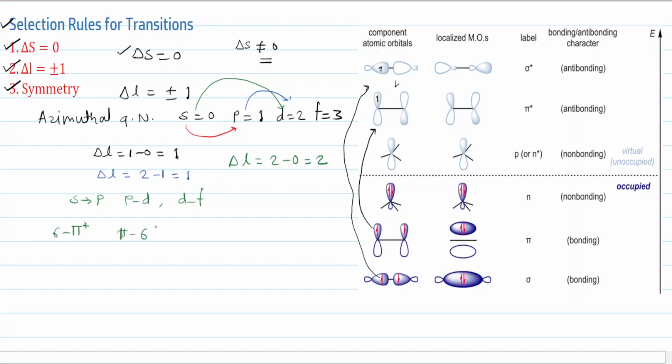Now the third rule is used to identify why the sigma to pi star transition as well as pi to sigma star transition are forbidden. So by using the third rule, that is the symmetry rule. So I will write here symmetry.